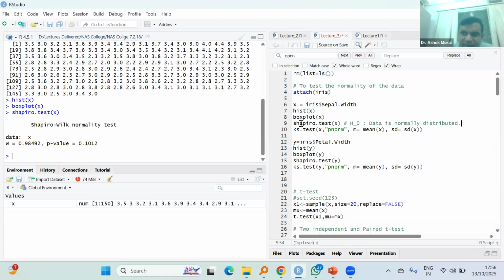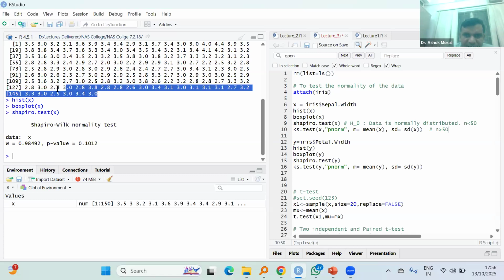So we can use either the Shapiro-Wilk test or the KS test. Shapiro-Wilk test is used when n, the number of observations, is less than 50. And we will use the KS test, Kolmogorov-Smirnov test, if n is greater than 50. In this particular case, we have 150 observations in X, so we will use the KS test.